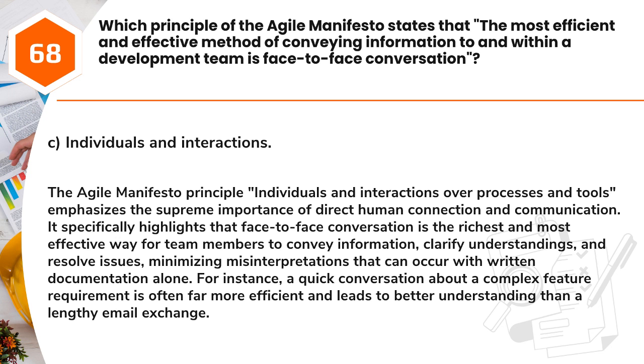Answer: C. Individuals and interactions. The Agile Manifesto principle, individuals and interactions over processes and tools, emphasizes the supreme importance of direct human connection and communication. It specifically highlights that face-to-face conversation is the richest and most effective way for team members to convey information, clarify understandings, and resolve issues, minimizing misinterpretations that can occur with written documentation alone.